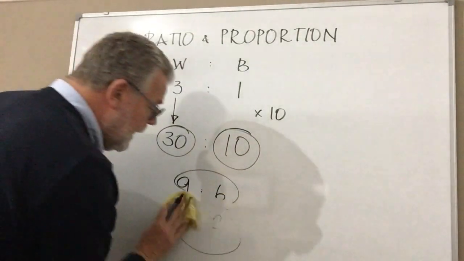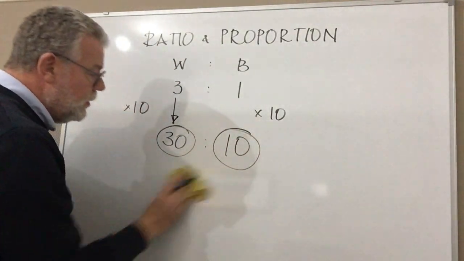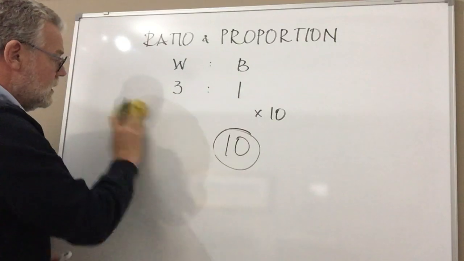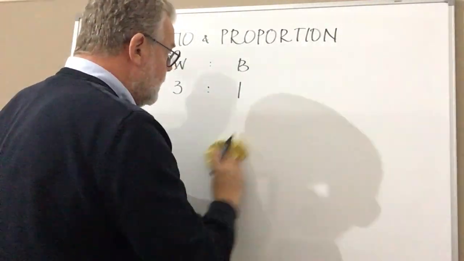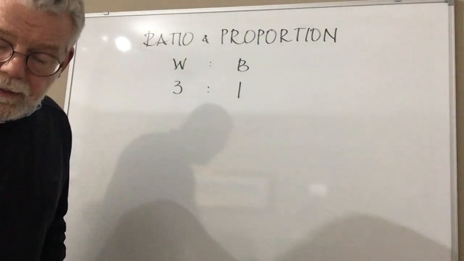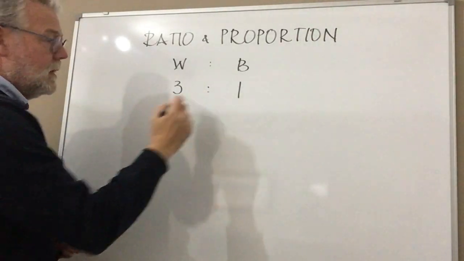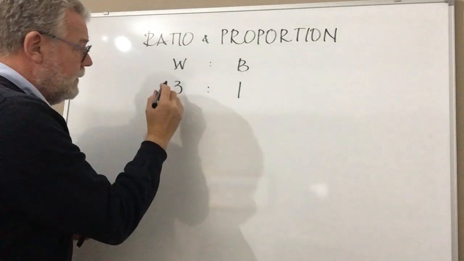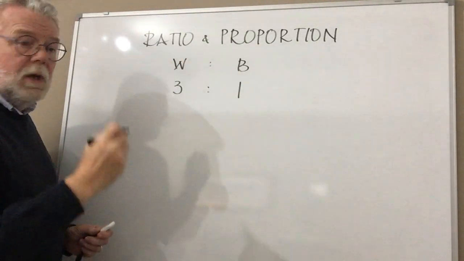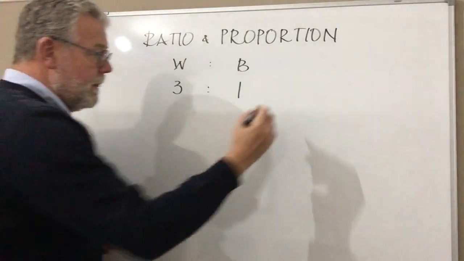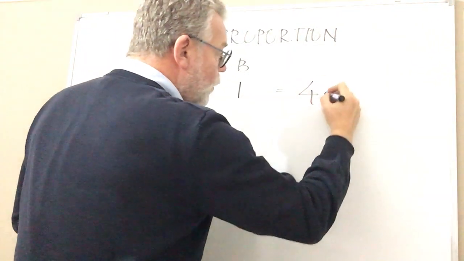Okay, now let's go back and look at another aspect that we can pull out of this, and we're now going to talk about proportion. So the next thing I want us to notice, going back to our painting analogy, I've got 3 parts white, 1 part blue. So how many parts have I got altogether? I've actually got 4 parts.